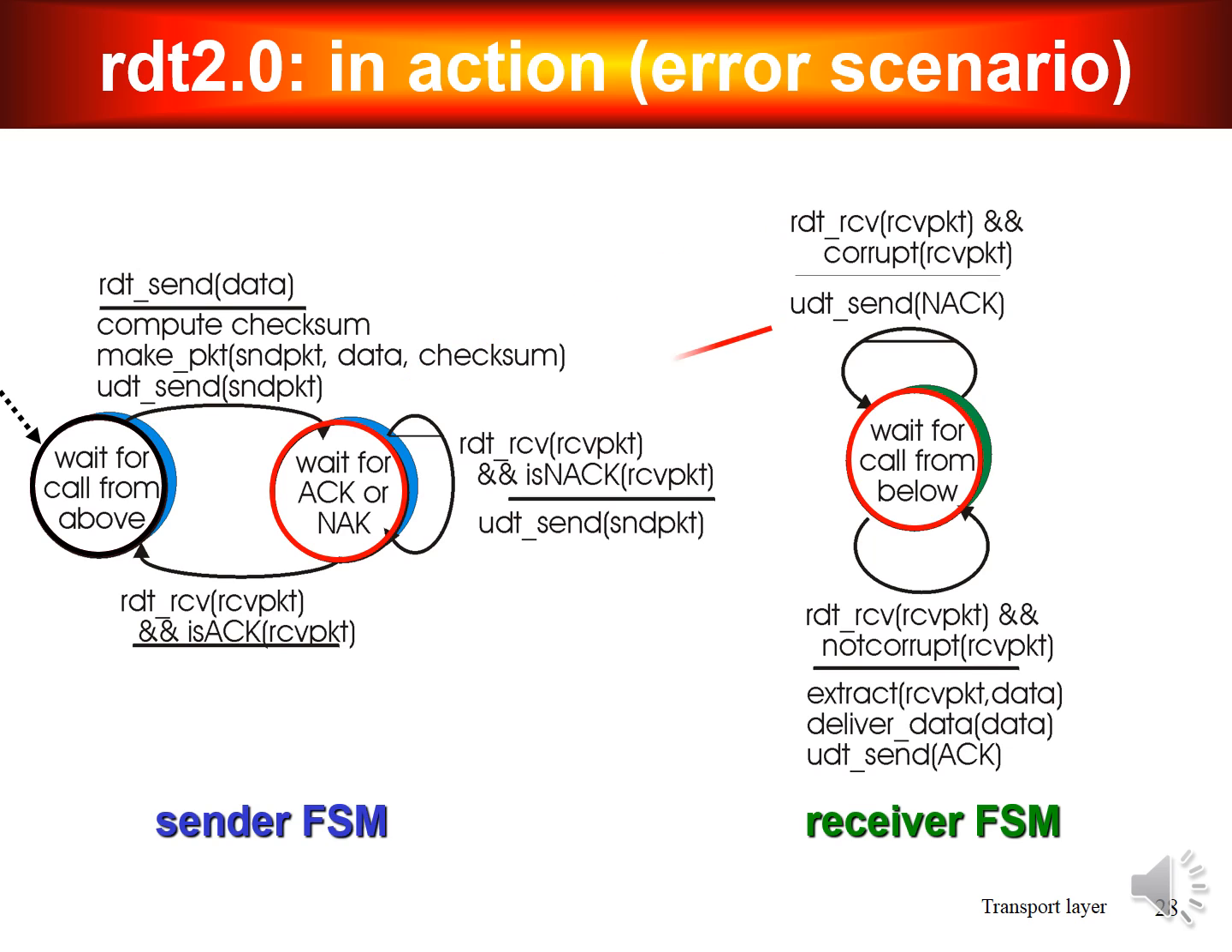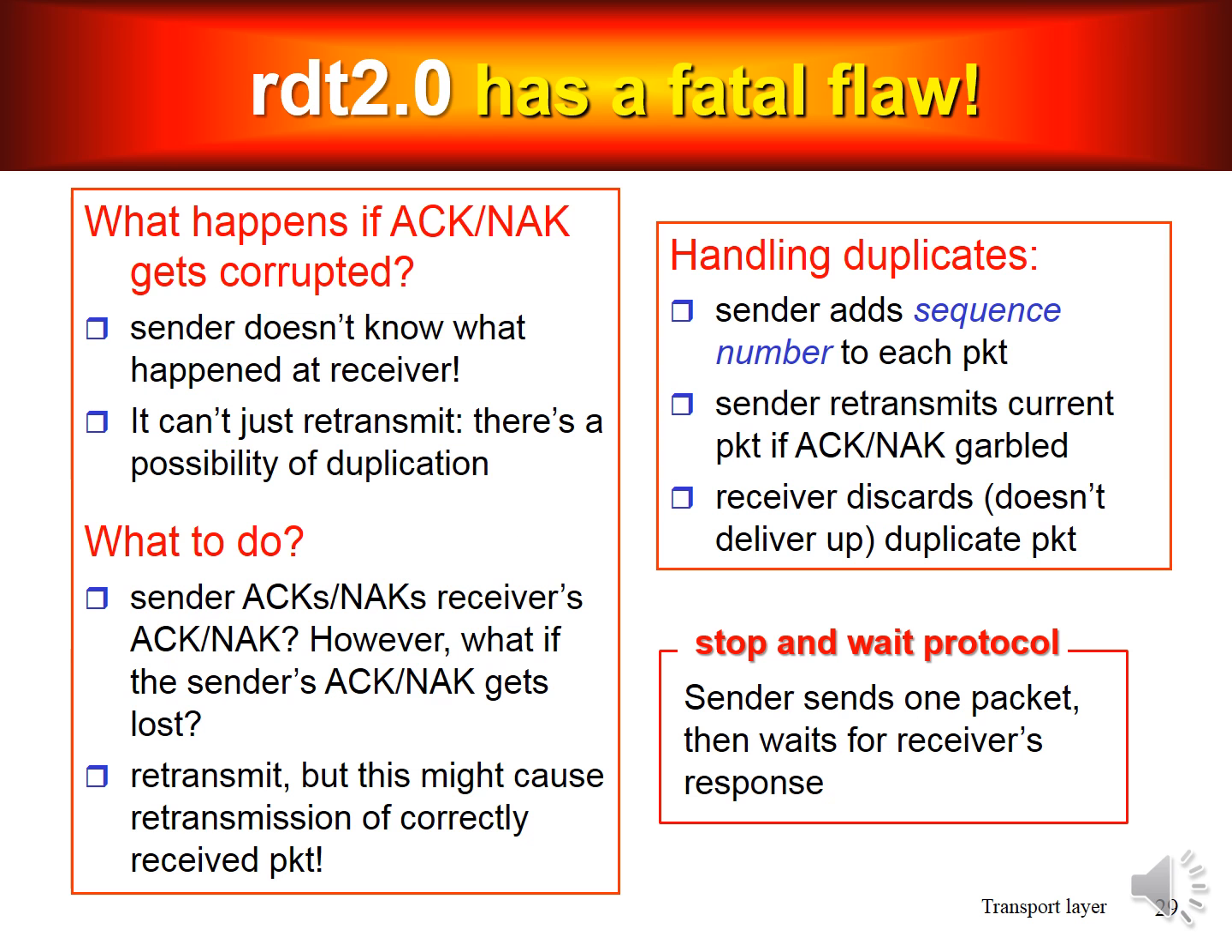So then the UDT send, the receiver extracts, and then it will give the received data. Wait for call from above. What happens if the acknowledgement gets corrupted? The sender does not know what happened at the receiver. It cannot just retransmit, because retransmission might cause duplication of a correctly received packet.